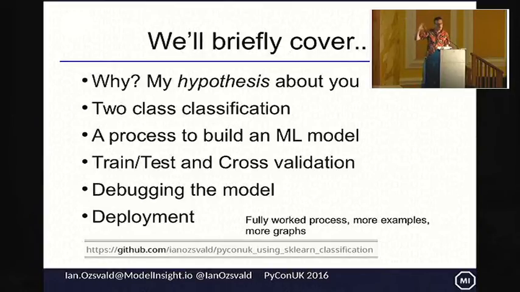And we're going to talk about a process to build a machine learning model, but from an engineering perspective. We're going to talk a little bit about training and testing data, and just briefly cross-validation. And we're going to have a couple of notes on how to debug a machine learning model as well.